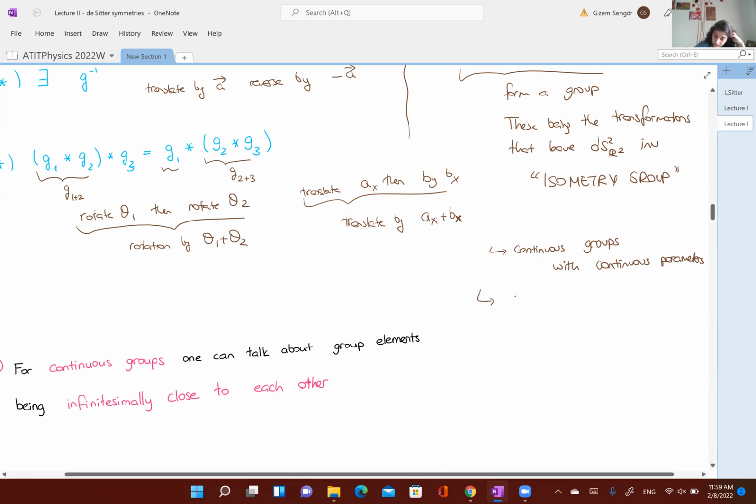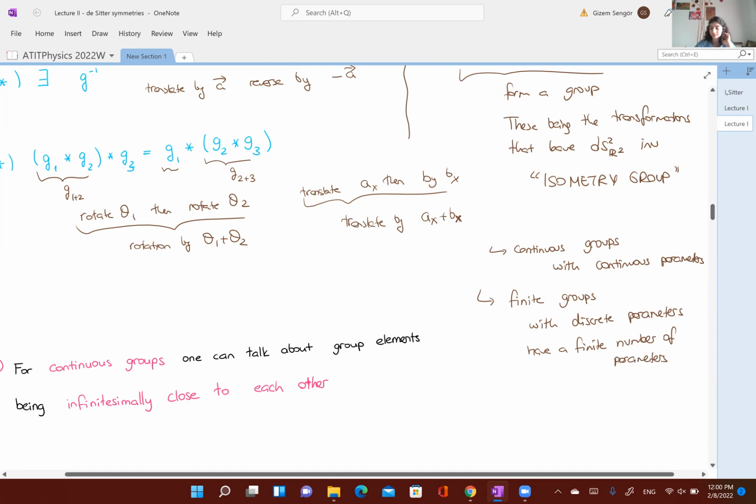But then there's another category, finite groups. I guess you can also call them discrete groups. These have discrete parameters. If you like, the reflection in some sense is rotations with parameter theta equals 0 and theta equals pi. So just two elements. So these kinds of groups have a finite number of parameters.